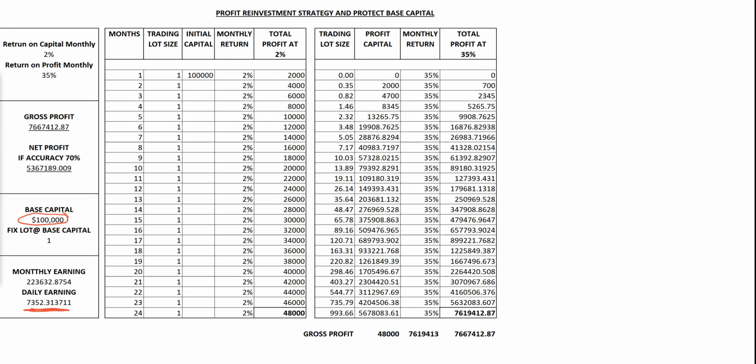You can see that you are still able to get a daily profit of $7,300, and on the base capital of $100,000, you will still be making around $223,000 profit monthly. And the net profit, as you can see, at 70% accuracy, is around 5 million. That's a huge amount, that you can be a millionaire on only a 2% monthly return.